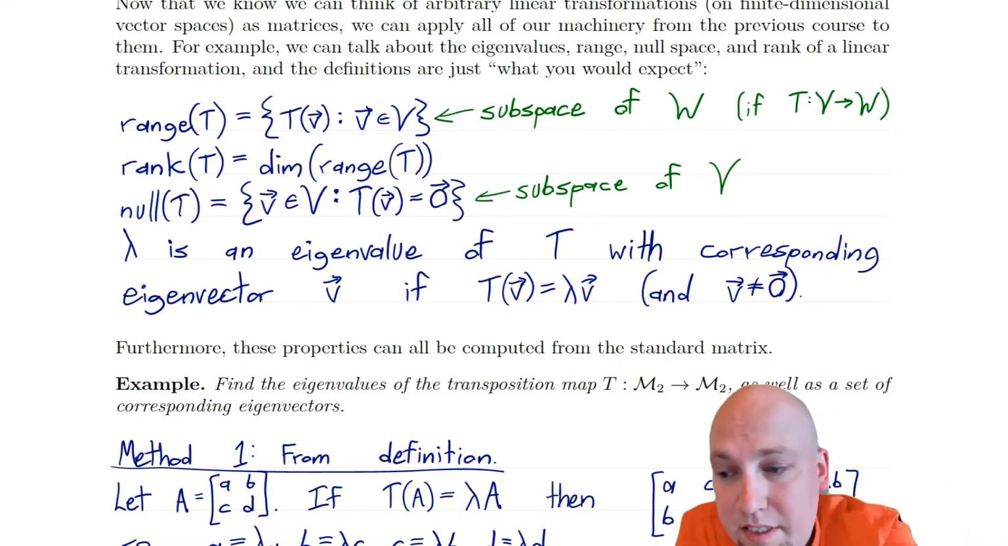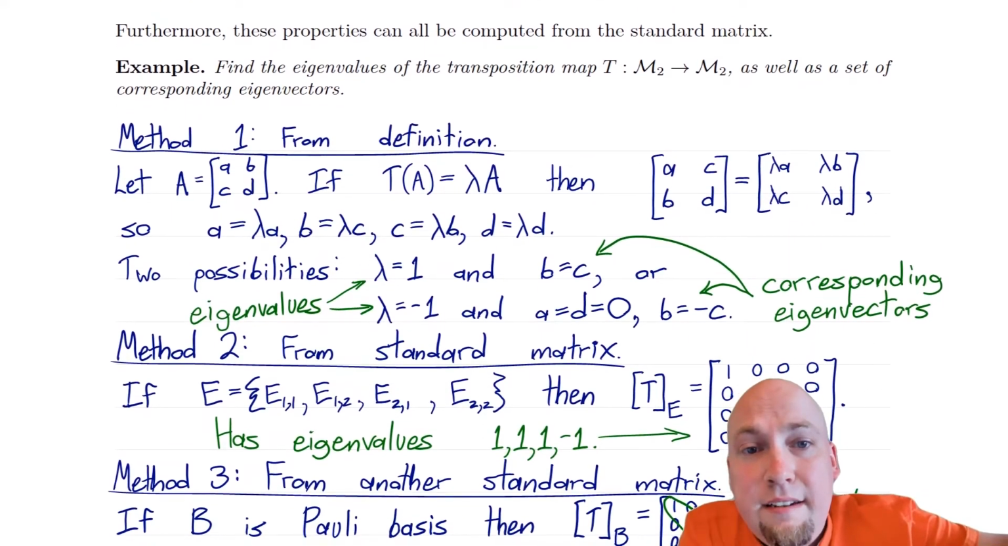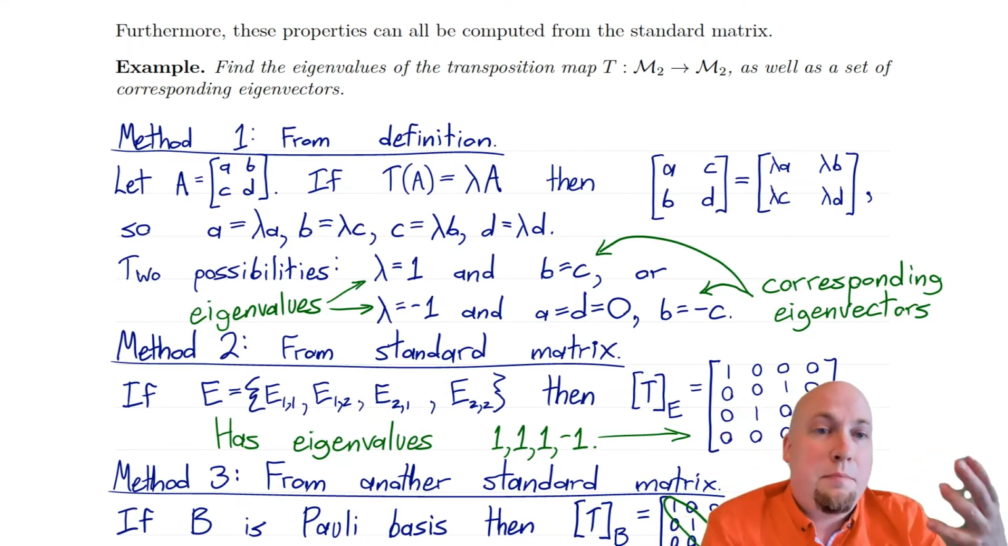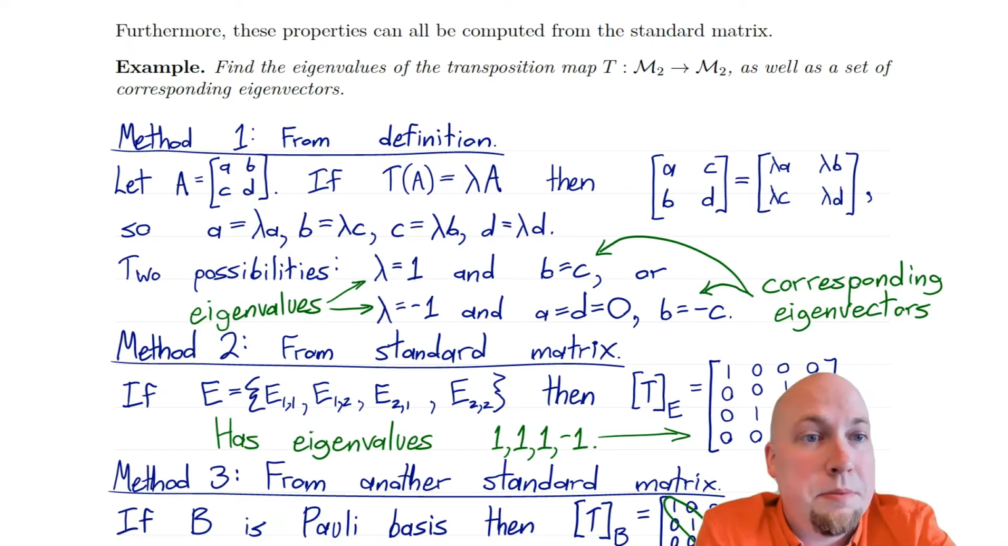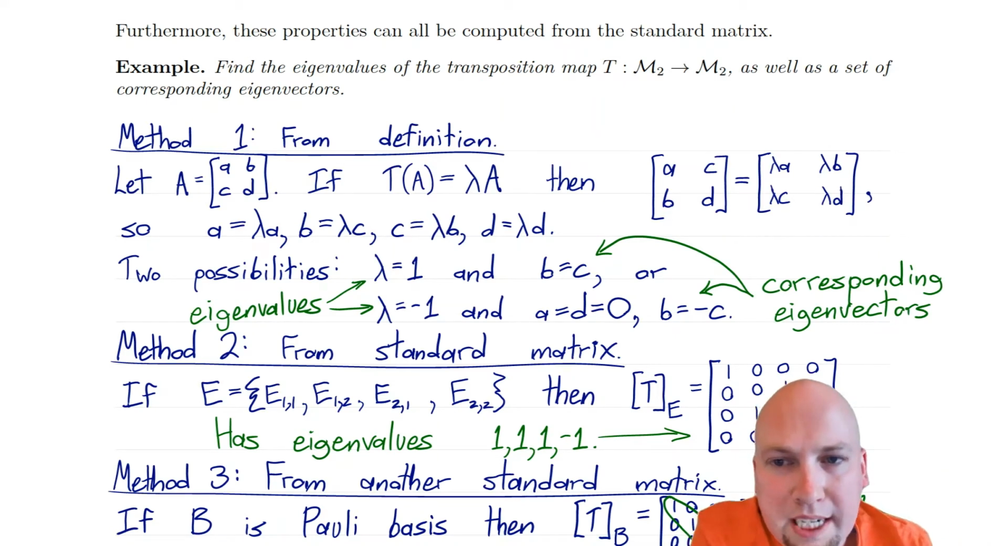All right, so let's see how this works. Let's go through a couple of examples here. Let's find the eigenvalues of the transposition map, the map that sends a matrix to its transpose, working specifically with the 2x2 matrices this time. The transpose map acts on the space of 2x2 matrices and spits out another 2x2 matrix. Let's find its eigenvalues and corresponding eigenvectors, okay?